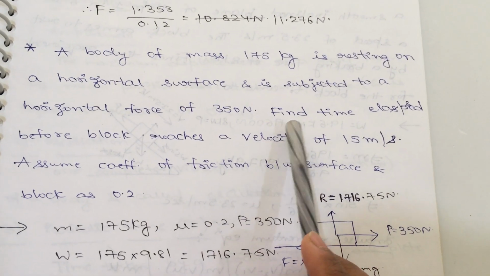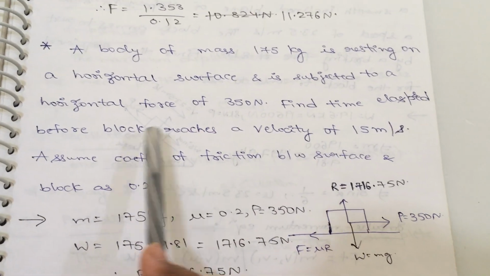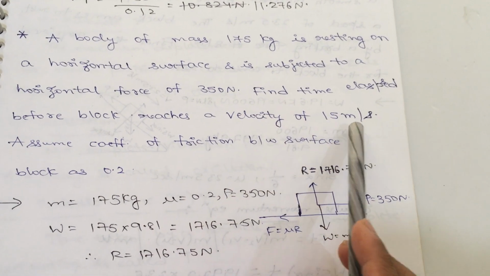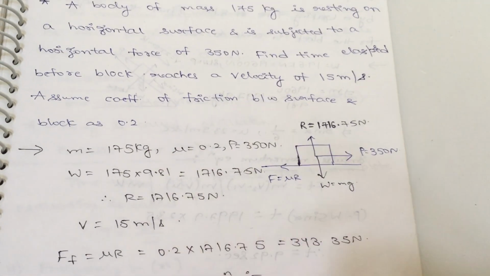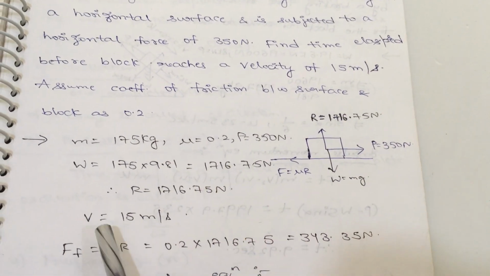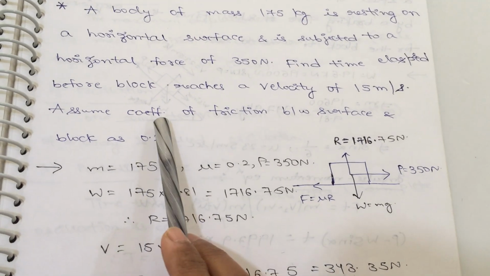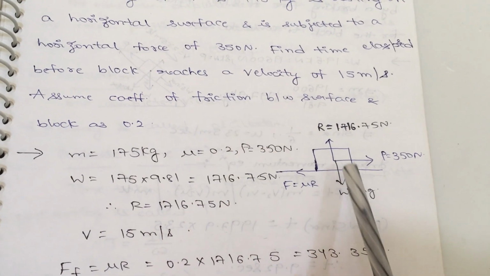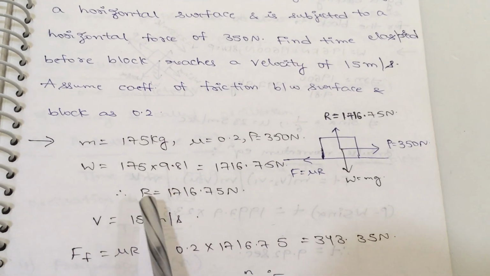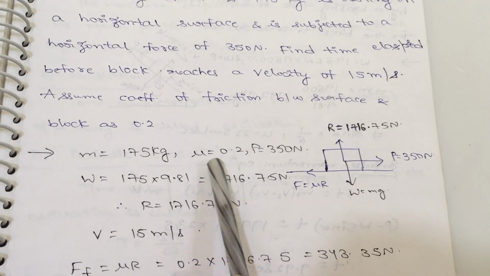Next, here find the time elapsed before the block reaches a velocity of 15 meter per second. So it is reaching a velocity of 15 meter per second. That is nothing but the final velocity value is given as 15 meter per second. And here the coefficient of friction between the surface and the block is given as 0.2. Mu value is given as 0.2.